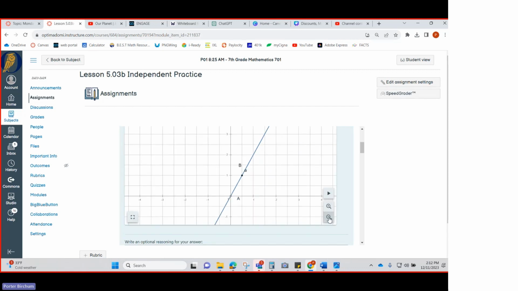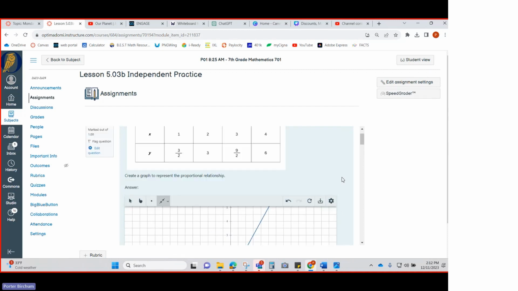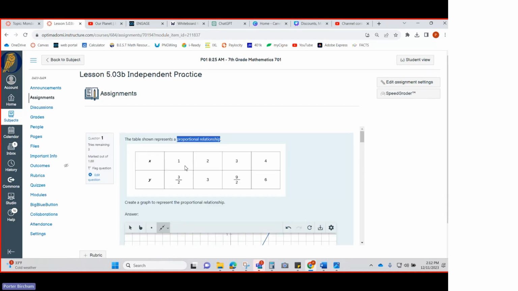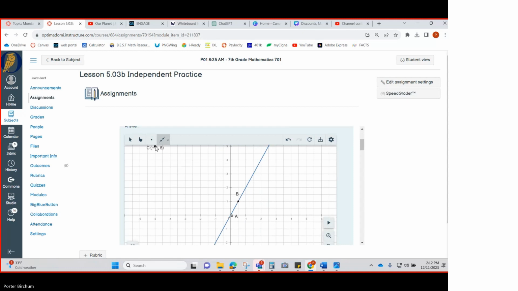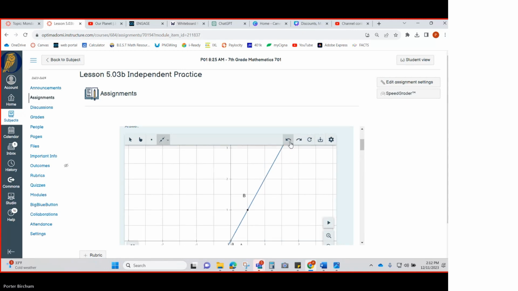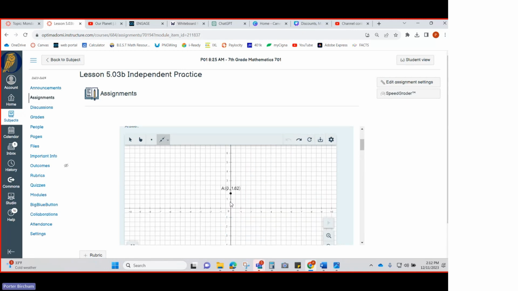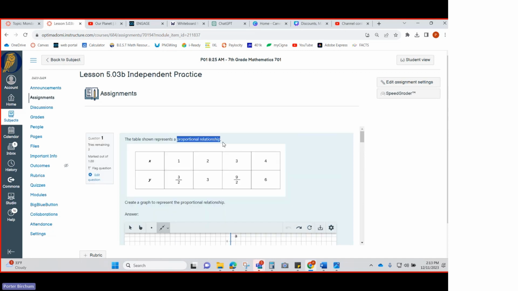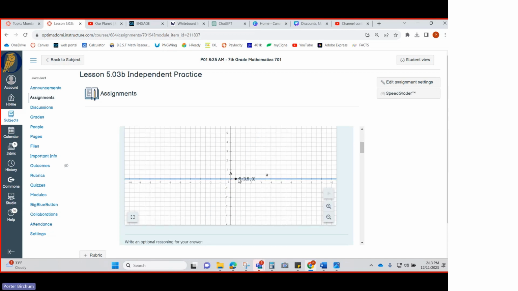But looks like 0.5s work. So I could graph 1 and 3/2. Let's go back. So 0, and I could go x value of 1, y value of, there's 1/2, 2/2, 1 and 1/2. I could also do 2 and 3. That one's probably easier, right? 1, 2, 1, 2, 3.